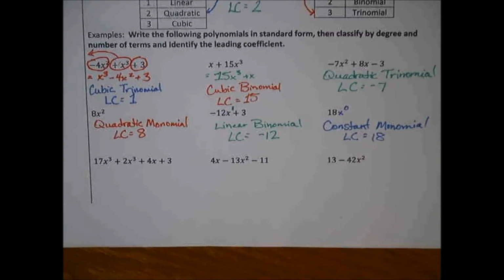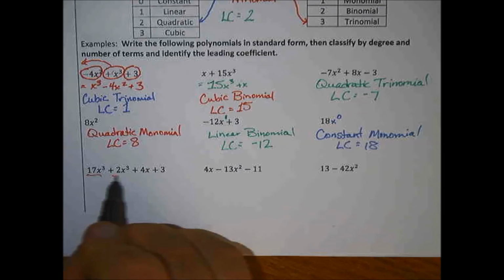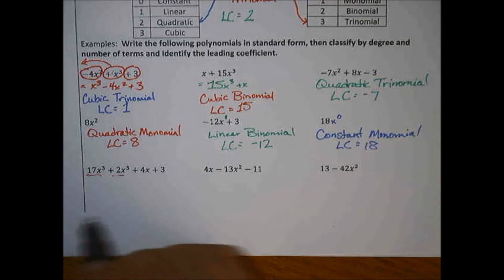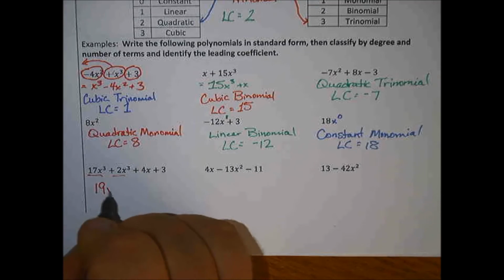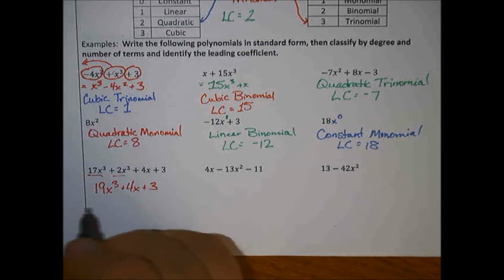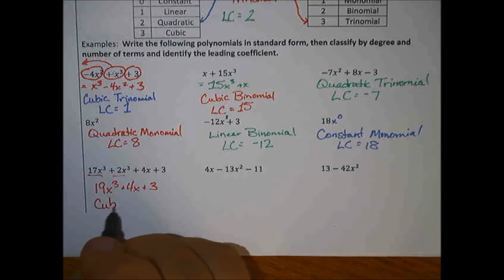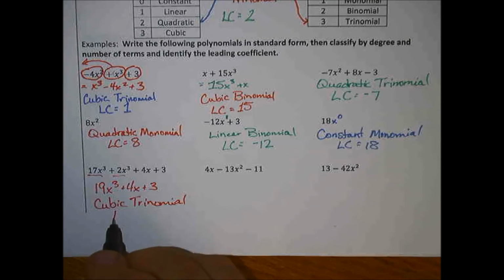Let's look at this next one. Now, there's something weird going on in this next one. I have a 17x cubed and a 2x cubed. Just like combining like terms, I need to do that. So that's going to be 19x cubed plus 4x plus 3. That tells me it's a cubic trinomial, like tricycle, with a leading coefficient of 19.